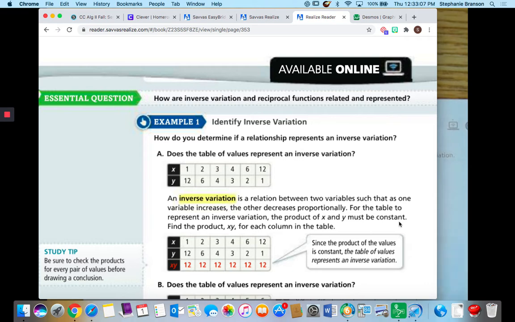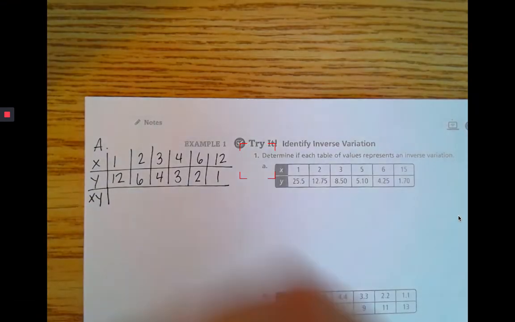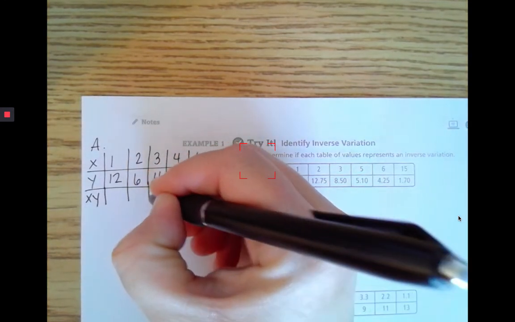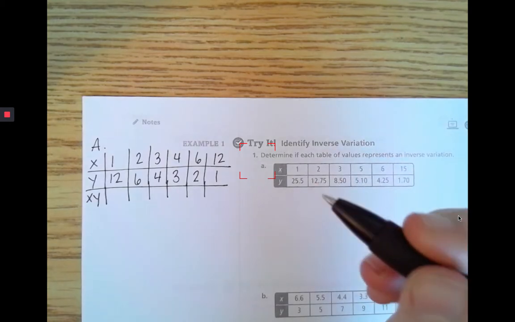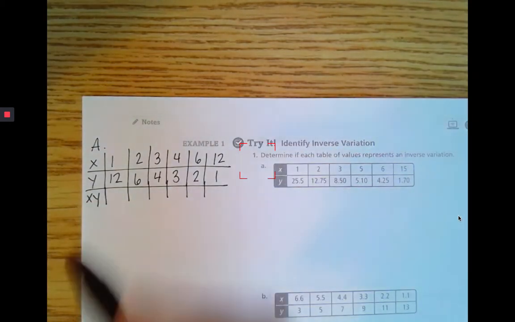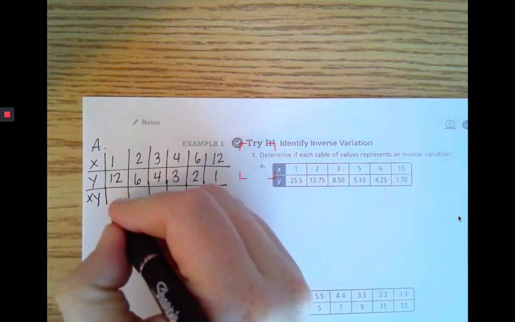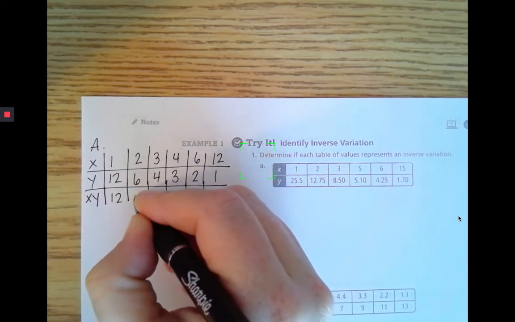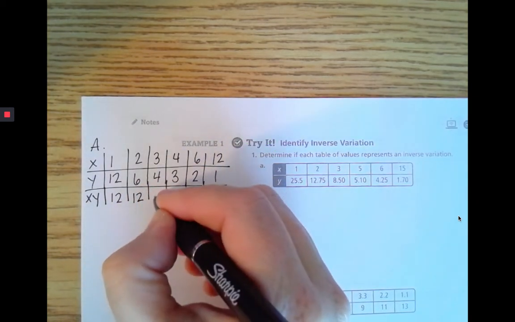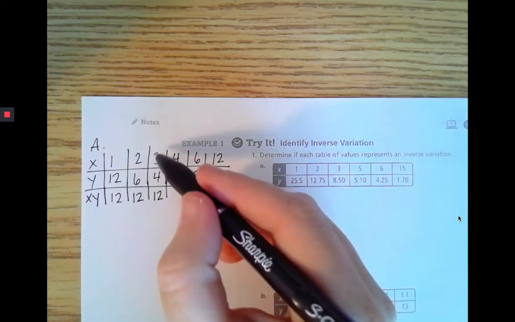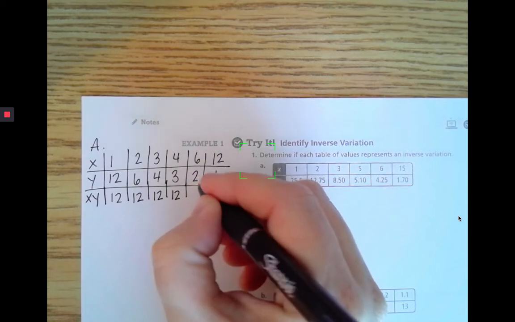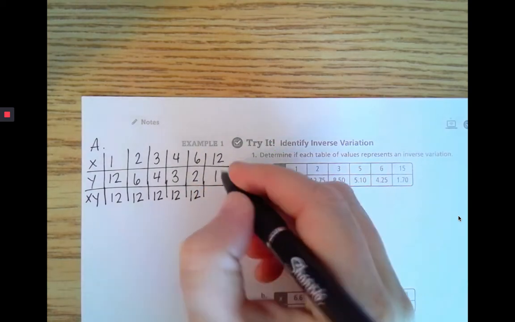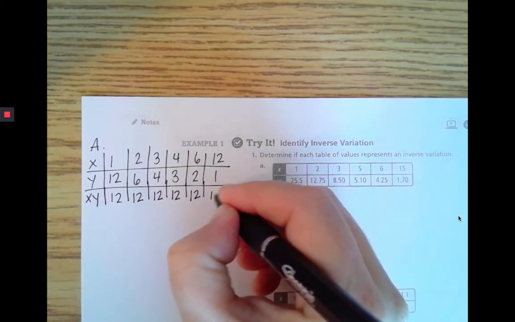So that means it must be the same. Find the product xy for each column in the table. So this is to determine whether or not these values represent an inverse variation. So what's 1 times 12? 12. 2 times 6? 12. And what we want to do is make sure they're all 12. 3 times 4 is 12. 4 times 3 is 12. 6 times 2 is 12. And 12 times 1 is 12.